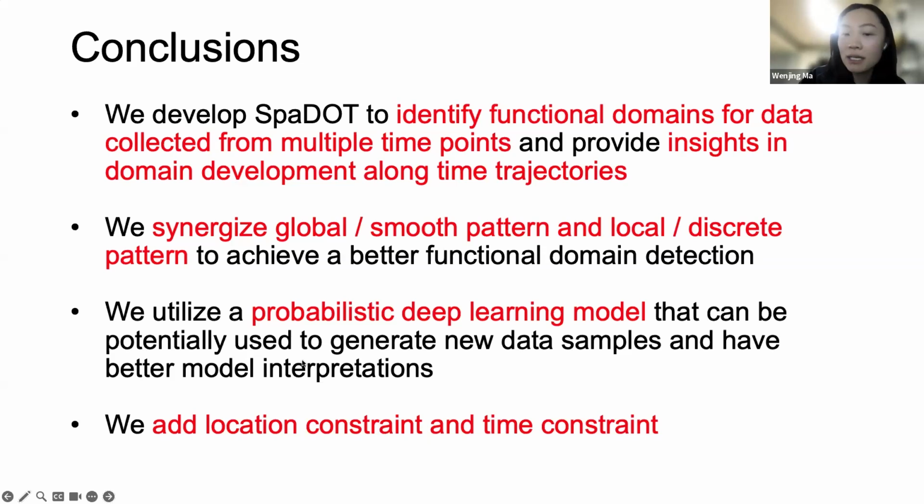And we use this probabilistic deep learning model, which is the VAE, so that we have the hope that it can be further used for generative purposes, so that maybe we can perform some simulation, using it as a real data simulator. And the last thing is that we add those clustering constraints and time constraints to increase our domain detection accuracy.